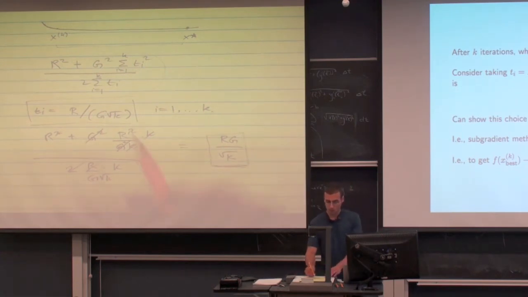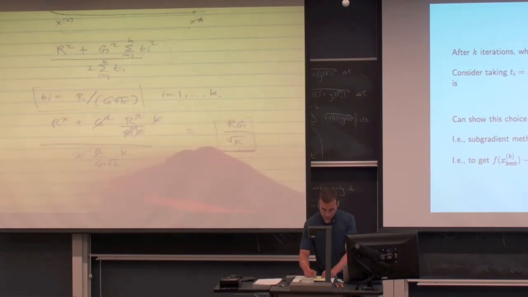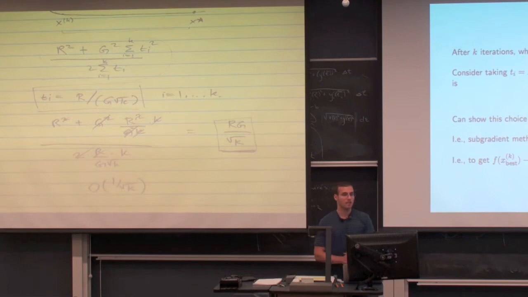If we take ti equal to r over g times the square root of k, we get the bound to be on the order of root k. So we said that after k iterations, this is what our error looks like. Or in other words, the convergence rate of the subgradient method is on the order of 1 over square root of k. Question?